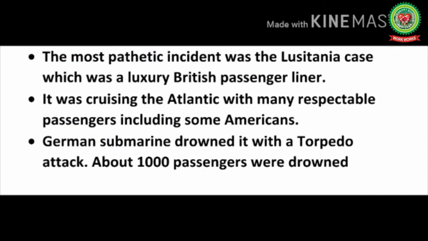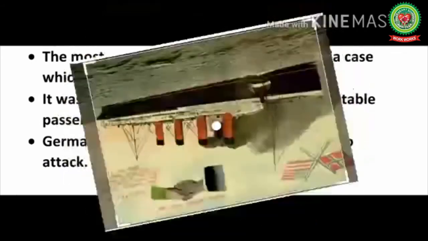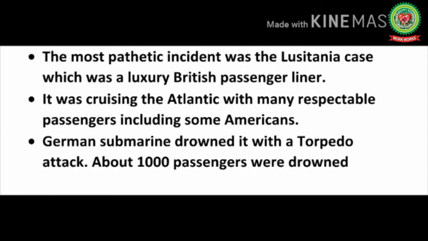The most pathetic incident was the Lusitania case. Lusitania was a luxury British passenger liner cruising the Atlantic with many respectable passengers, including some Americans. A German submarine sank it with a torpedo attack. Approximately 1153 passengers were there, of whom 128 were Americans, and about 1,000 passengers drowned.